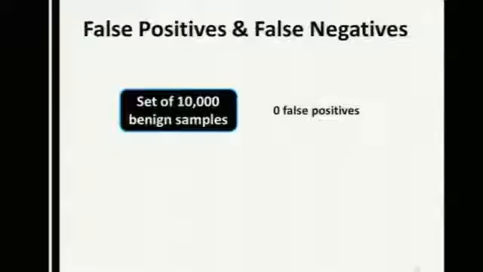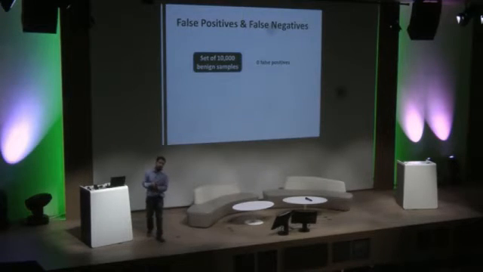Okay? So once we built Zazzle and trained it for a while, we wanted to evaluate how many false positives and false negatives it has. We started with a set of 10,000 benign URLs because our focus was on a very, very low false positive detection technique. Really, that's key for this kind of work. So in that set of 10,000 benign samples, we found 0 false positives.